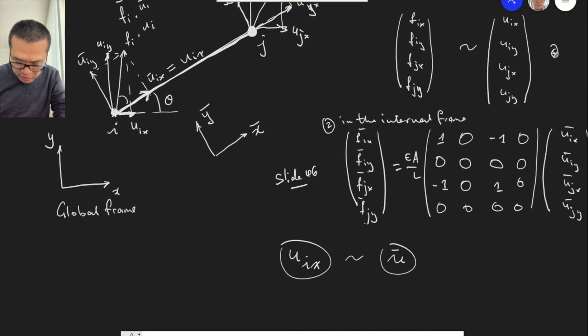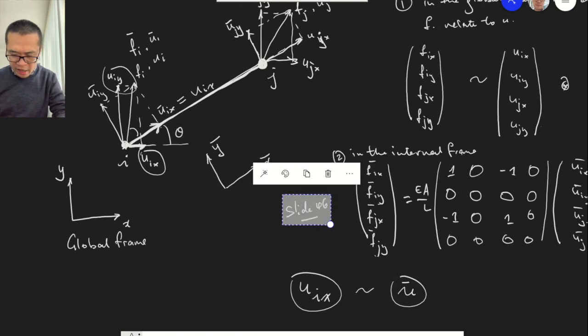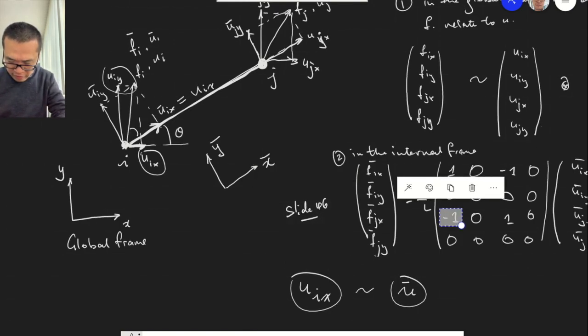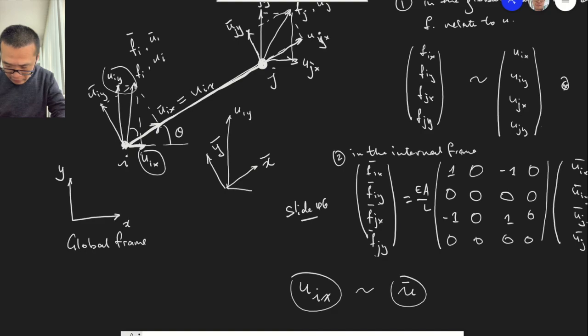Now I have this u1x and u1y in this global frame. But how do they look in this internal frame? Well, they look like this: uiy and uix, right? And they should all add up to this thing called uix bar, right? So how will I get from this uix and uiy to this x bar?